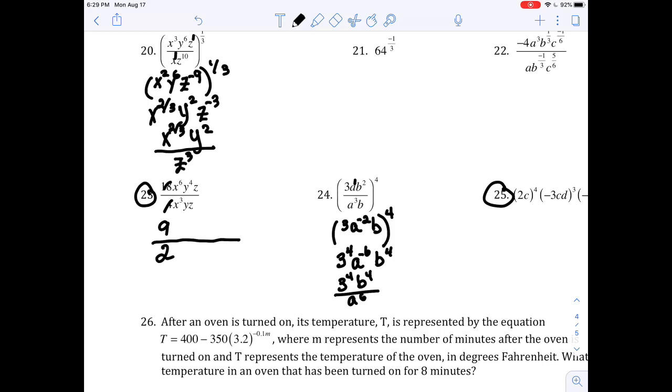6 subtract 3, our exponents on x, is x to the 3. 4 subtract 1 for the y's is 3. And z to the 1 over z to the 1, if you subtract, you get z to the 0, which is 1. You can write your answer like that. You can also pull out that 9 over 2 and write it in front.